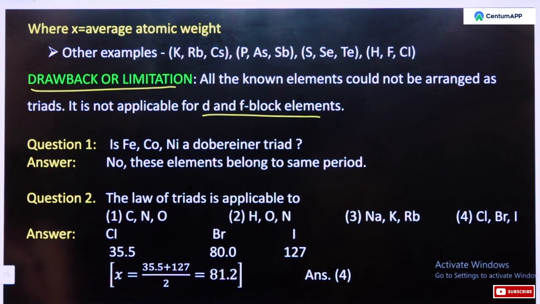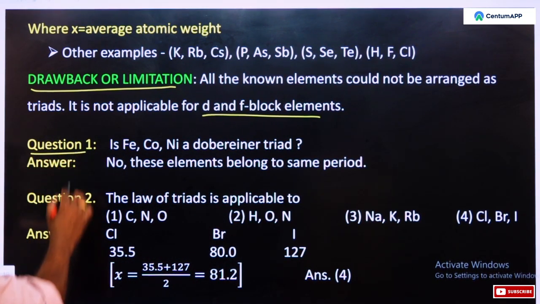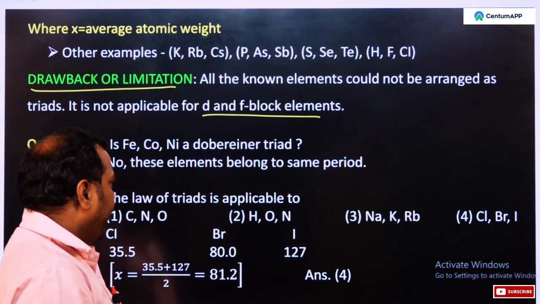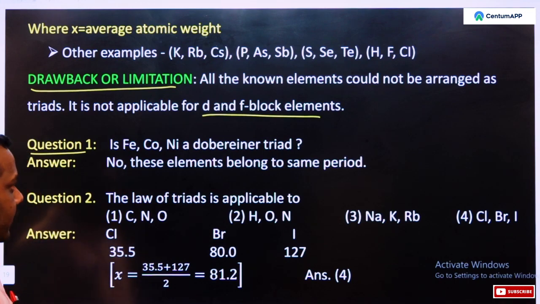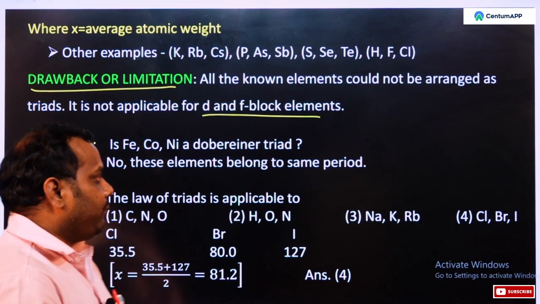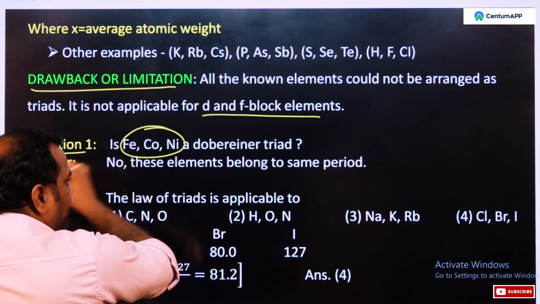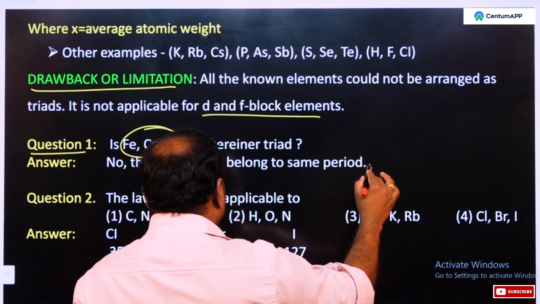Some model questions, observe here. Question number 1: Is iron, cobalt, nickel a Dobereiner triad? No. These three elements belong to the same period.